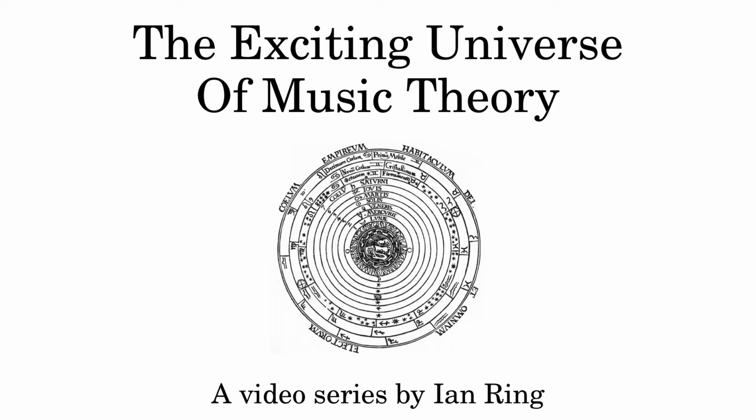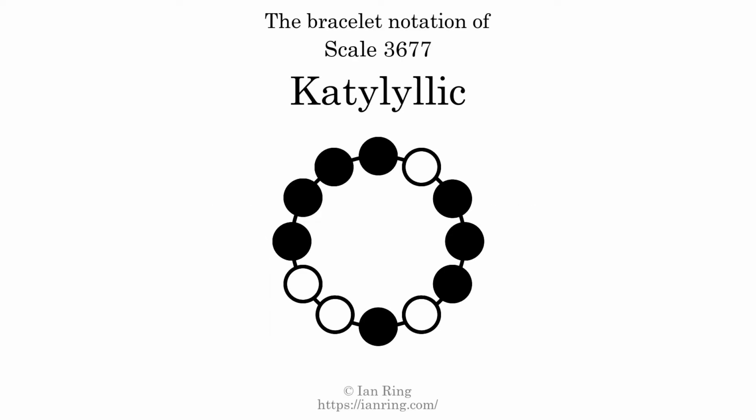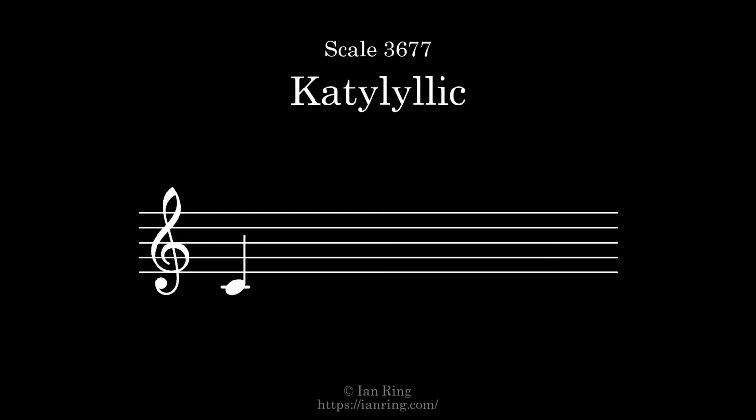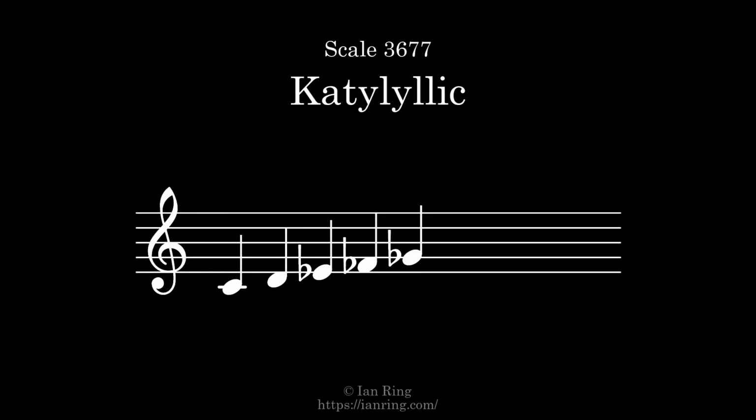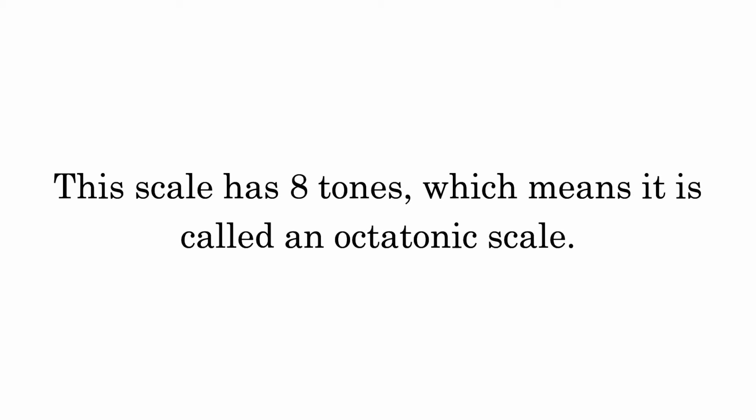Then let's begin. Today we will talk about scale 3677, Katylyllic, which sounds like this. This scale has 8 tones, which means it is called an octatonic scale.